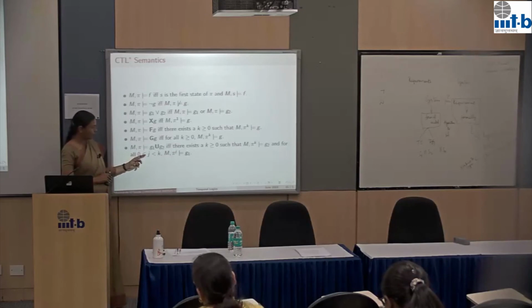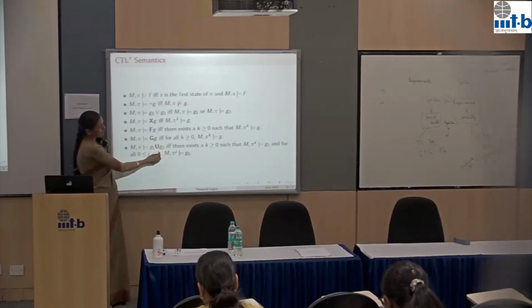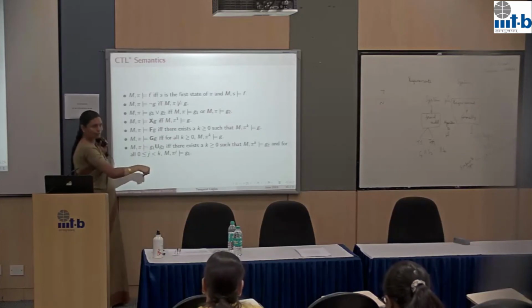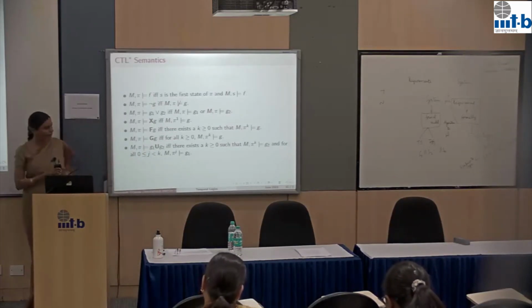And until is similar. So you say in the model M, in a path pi, when will G1 until G2 be true? In English, how will you read it? G1 until G2 means somewhere in the future, G2 holds. Until then, G1 holds. Or G2 holds right now. That's also possible. I don't have to reason about G1. So that's what this says.